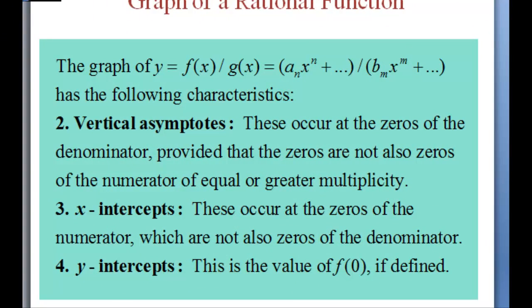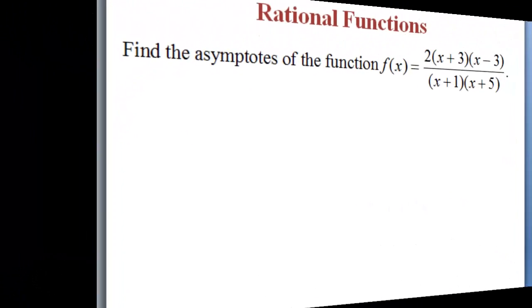The vertical asymptotes occur at the zeros of the denominator because we don't want to be dividing by 0. The x-intercepts occur at the zeros of the numerator. So when the numerator is 0, that means that we'll be crossing the x-axis. And the y-intercept is when we make x to be 0. We put it into the equation and find the y. I'll give you examples of all of these. All right, the first one here.